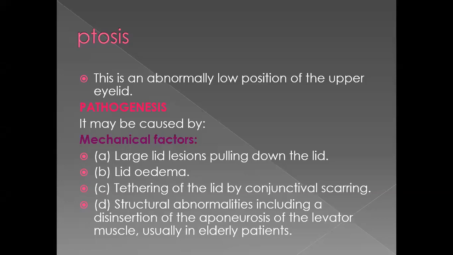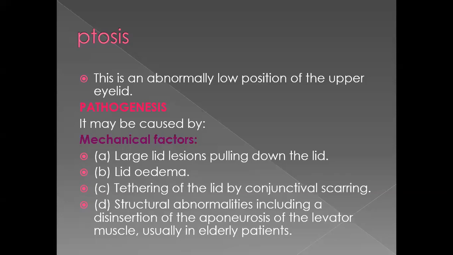And what are those weights that can cause the upper eyelid to come down? For example, any lid lesion, a large lid lesion or swelling. Okay, then localized swelling. Then there is diffuse generalized lid edema. Okay, that can also cause drooping of the eyelid. Then there is tethering of the lid.